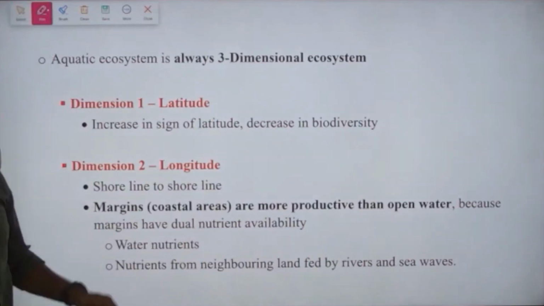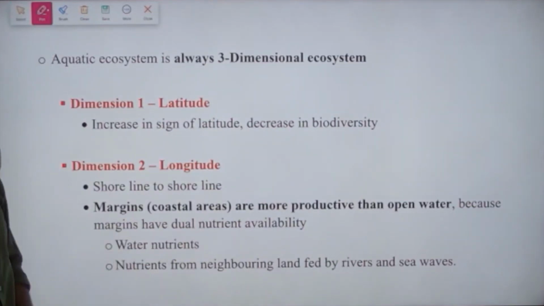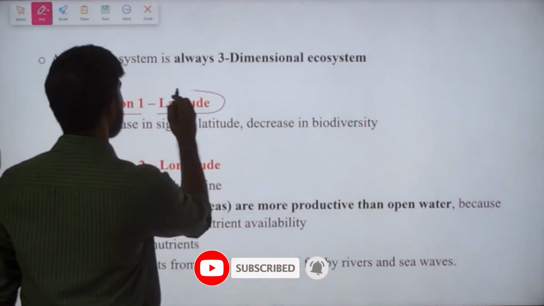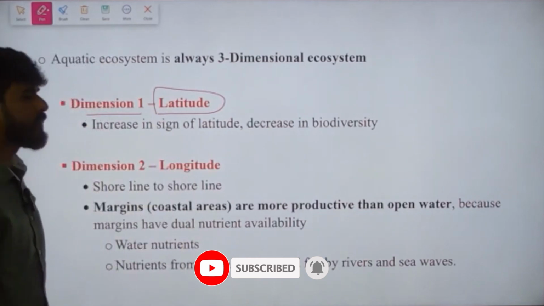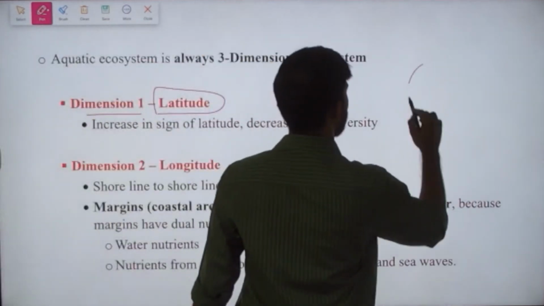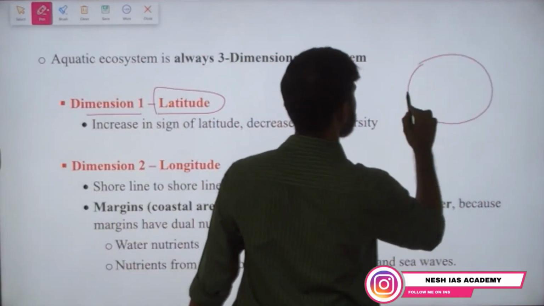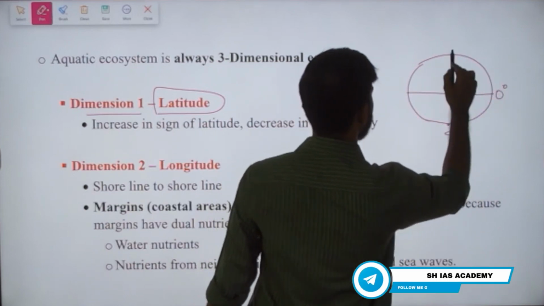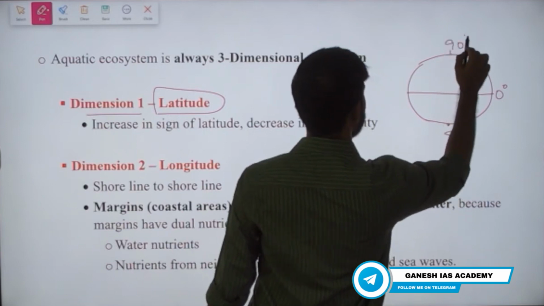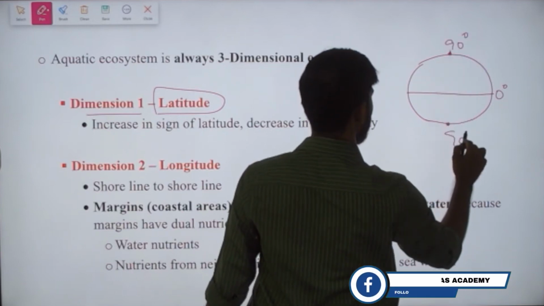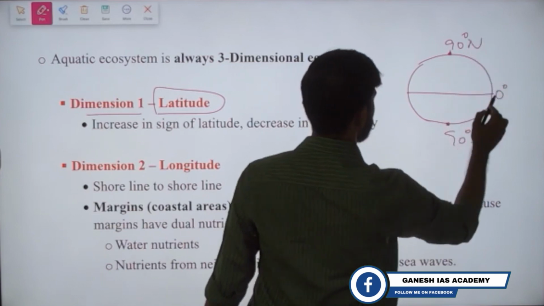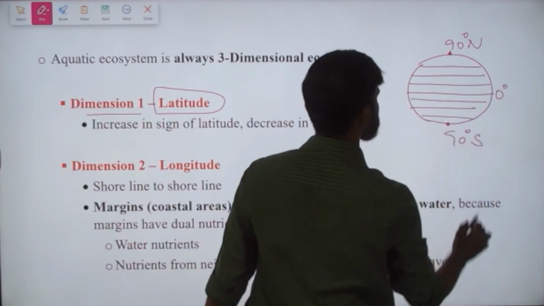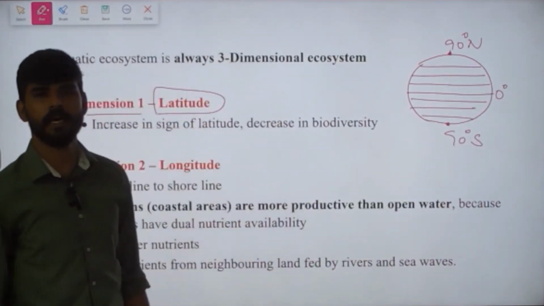Aquatic ecosystem is always three-dimensional. What are the three dimensions of aquatic ecosystem? First thing is dimension 1. What is it? It is latitude. What is latitude here? We all must have known this, right? Equator, poles 90 degree, 90 degree, north and south. So these are the latitudes, 30, 60. These horizontal lines are the latitudes.